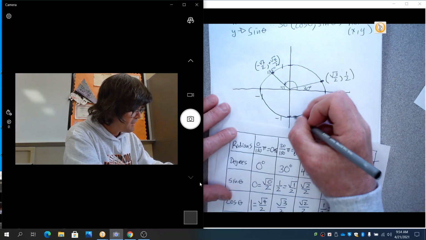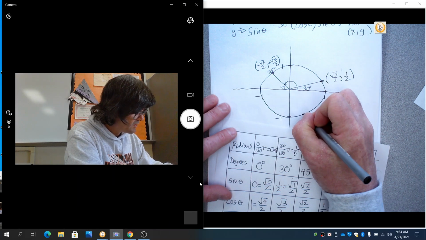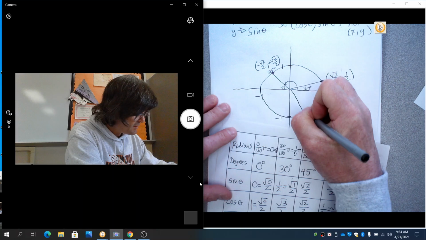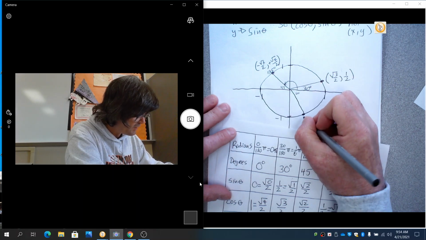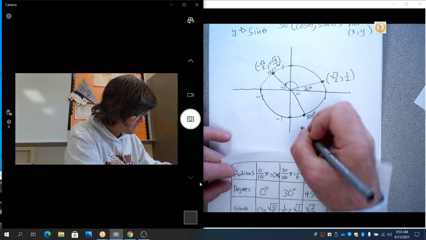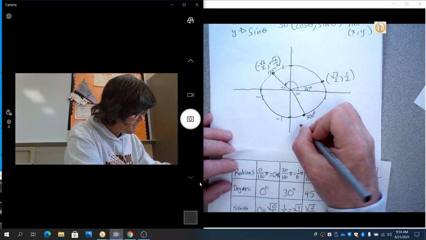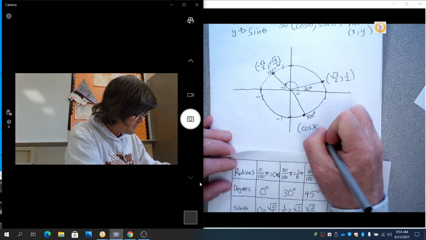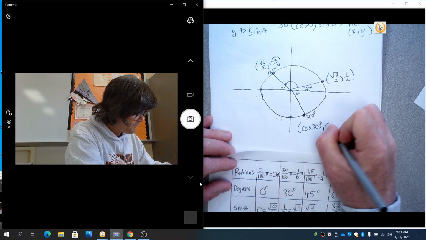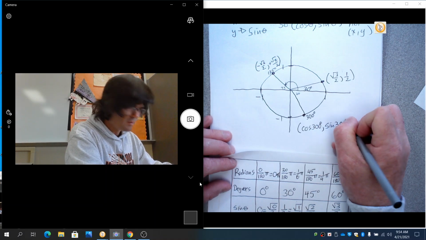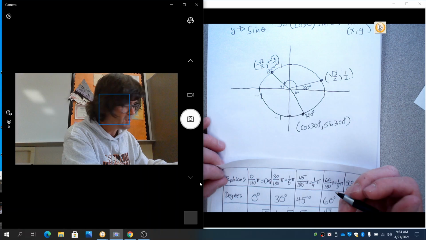Say we did like this angle right here. This looks like it could be, say this is 60, so right there, so this would be like 300 degrees. What would this point be? Well, this would be just the cosine of 300 degrees and the sine of 300 degrees. That's what that point is on the unit circle.